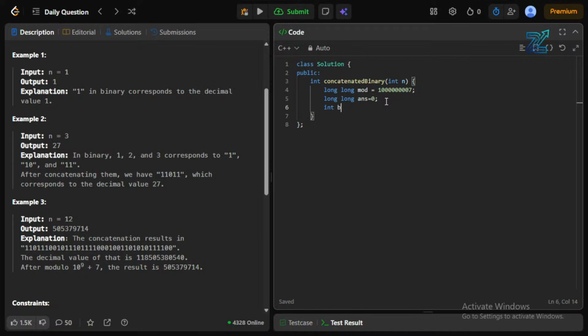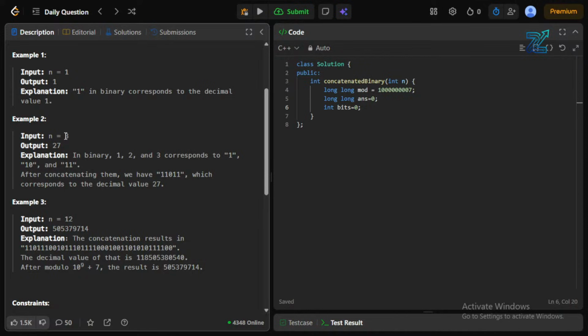int bits equal to 0. So why am I giving int bits equal to 0? This stores how many binary bits are required to represent the current number. See, if I give 3 here, there will be 2 bits, right? So see, here we have 1, 2, 2 bits. So we are checking how many binary bits are required to represent the current number, right?